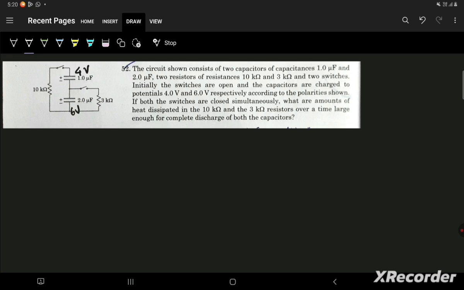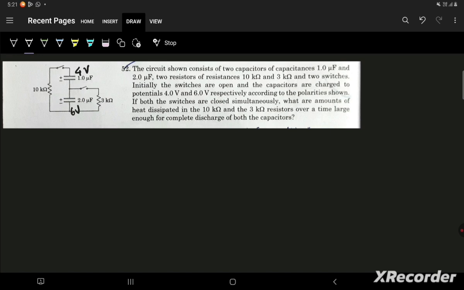microfarad respectively. There are also two resistors of resistances 10 kilo ohms and 3 kilo ohms, and there are two switches. Initially, the switches are in open position and the capacitors are charged to potential 4 volts and 6 volts, respectively, according to the polarity shown. If both the switches are closed simultaneously, what is the amount of heat dissipated in the 10 kilo ohm and 3 kilo ohm resistors over a large amount of time, enough for complete discharge of the capacitors?